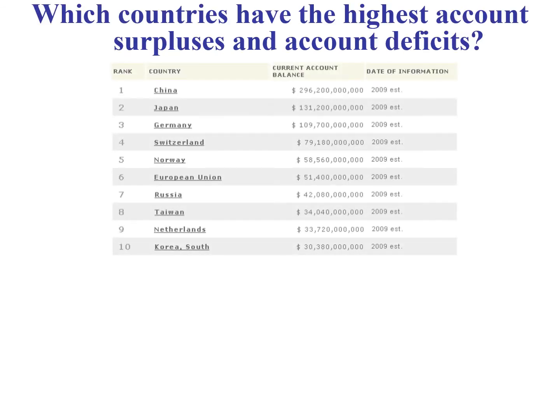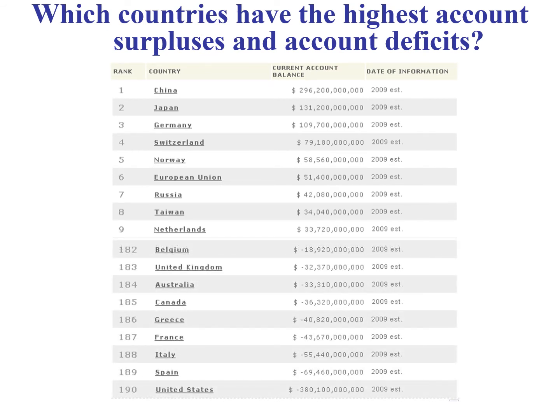This chart provides trade surplus, trade deficit, balance of trade for select countries in 2009. Notice China ranked first in the world with a $296 billion trade surplus. The United States, 190th in the world with a $300 billion trade deficit. Japan, Germany, and Switzerland also enjoyed large trade surpluses. At the same time, France, Italy, and Spain incurred significant trade deficits.